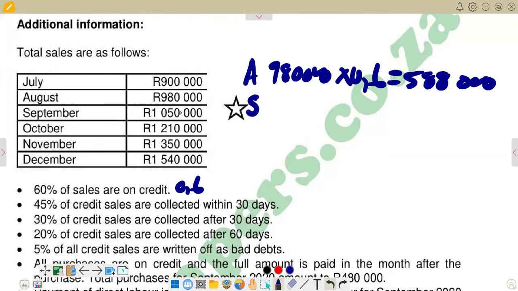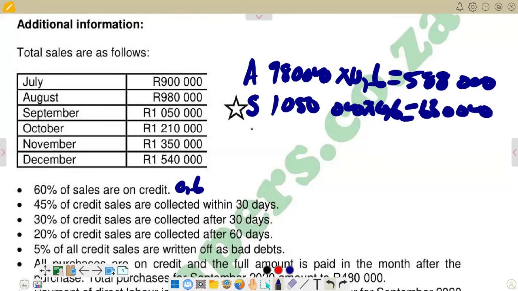That is September. For September, we've got total sales of 1,050,000. Then you multiply by 0.6, and the answer you get for the credit sales for September is 630,000. Then we go to October. For October, we have 1,210,000. Obviously, you multiply by 0.6. What do you get for your credit sales for October? You are going to get 726,000.